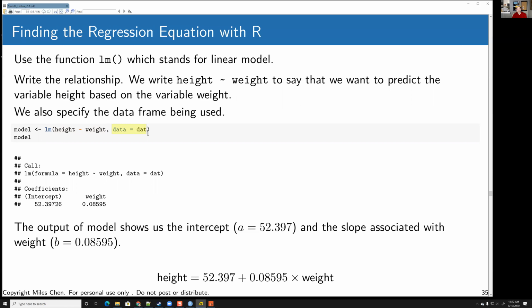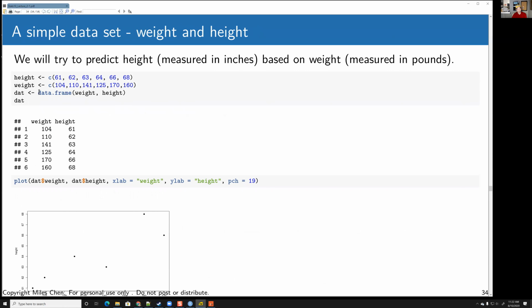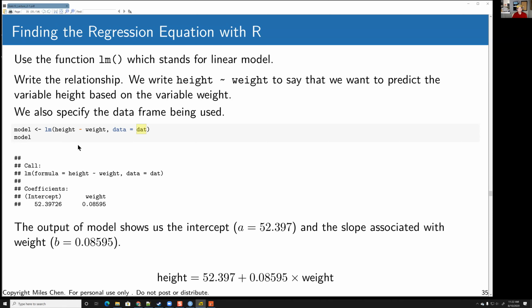And data comes from the data frame dat, which we created back here. Here's our data frame dat, which has the columns weight and height. We are going to store the results of the linear model in an object that I've arbitrarily decided to call model. This name could be anything you want, but here we've called it model.